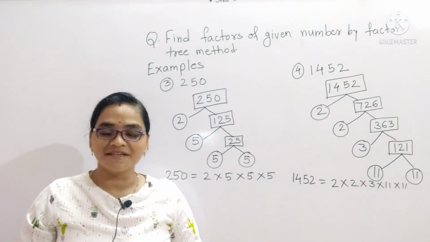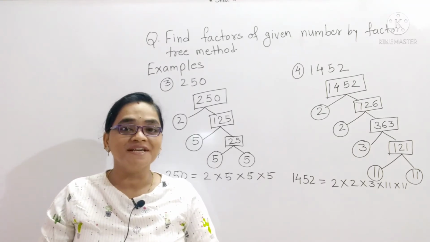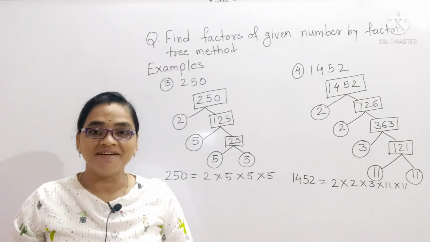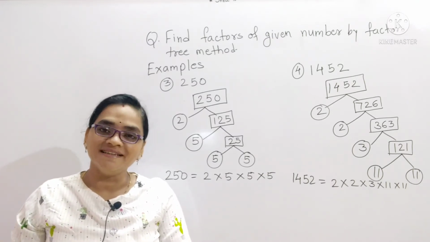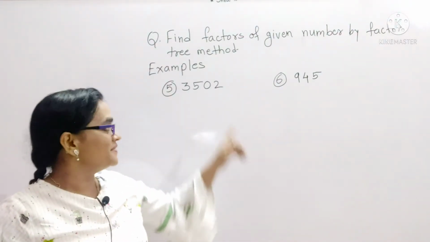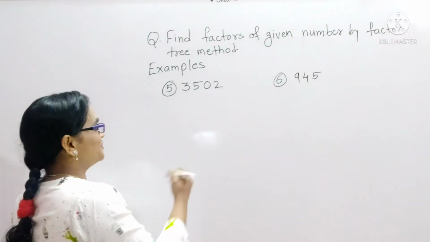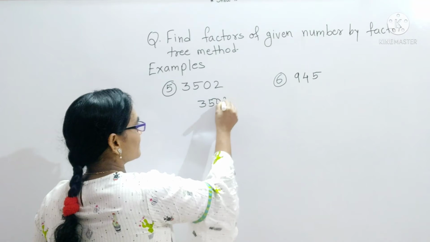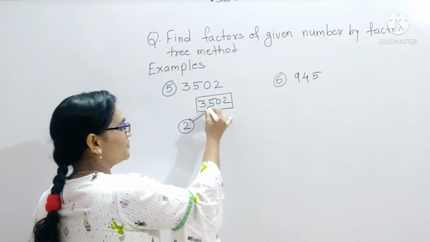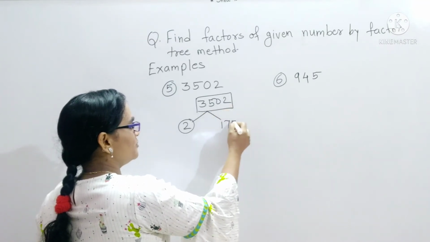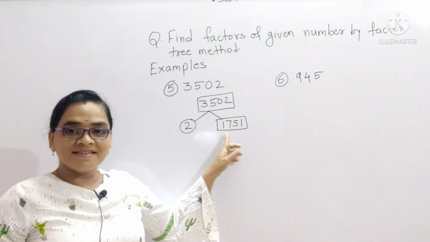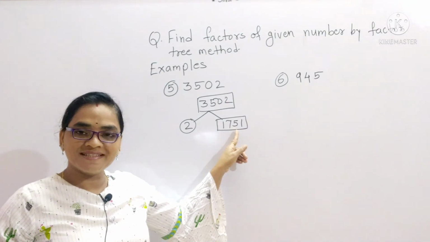Okay, easy? Just remember, we have to divide the given composite number successively by 2, 3, 5, 7, 11, 13, 17, 19, and so on. Next, fifth example, 3502. Ones place 2, it is divisible by 2. 2 ones are 2, 1 remains, 2 sevens are 14, 1 remains, 2 fives are 10, 2 ones are 2. 1751. Now check, is 1751 divisible by 2?